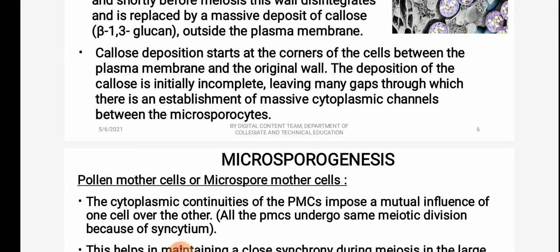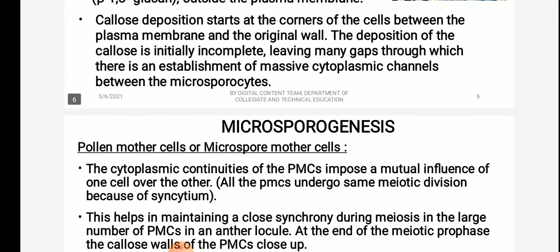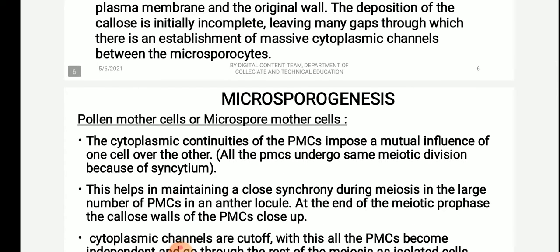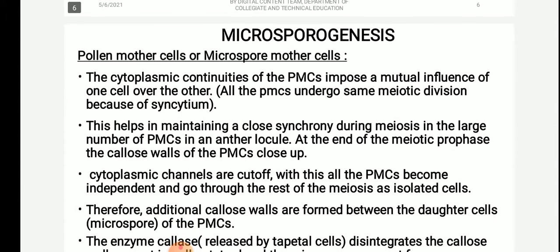This is what I told you earlier. Cytoplasmic bridges or channels are seen between the PMCs which are undergoing meiosis. This was mistaken before as cytomixis, but now they know that it is a cytoplasmic channel between the developing pollen mother cells which are undergoing meiosis.